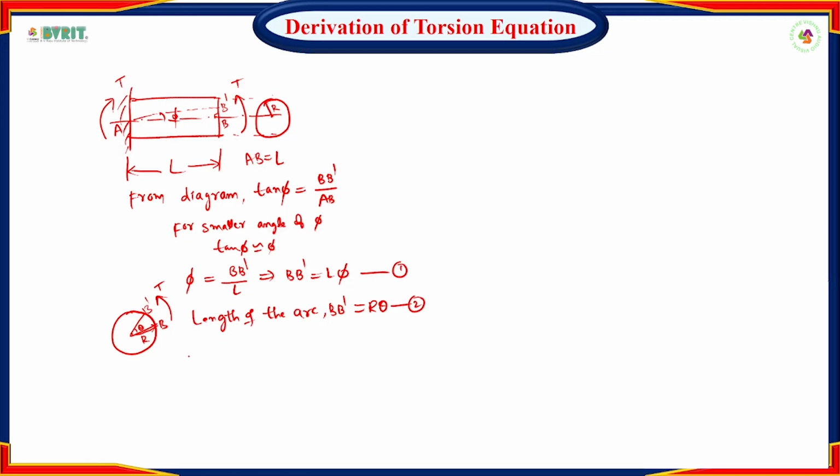Now from the principle of modulus of rigidity, the basic definition of modulus of rigidity is G is equal to shear stress by shear strain.